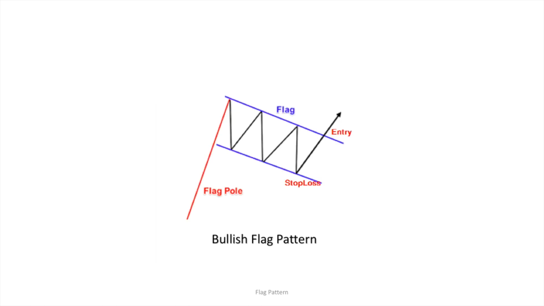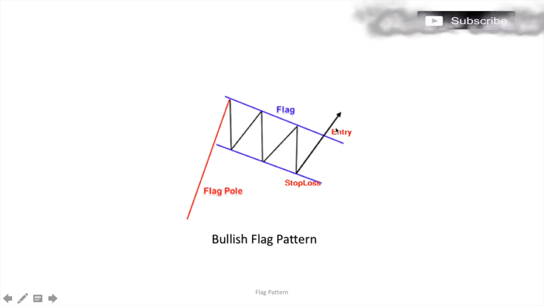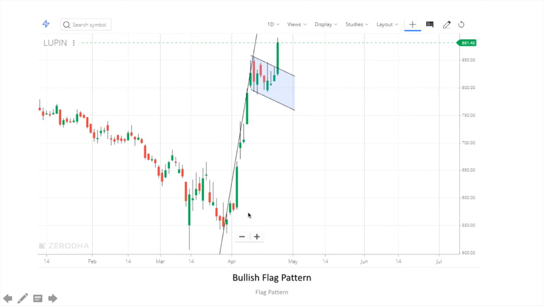So as shown in the figure, in a bullish flag pattern, we have a strong up move followed by some consolidation that represents a flag. This is the flag pole. Whenever the breakout happens from this flag, we will enter. As shown in the figure, in Lupin we have a strong up move followed by some consolidation, and then again we have a breakout. So it represents a pause in a quick up move.